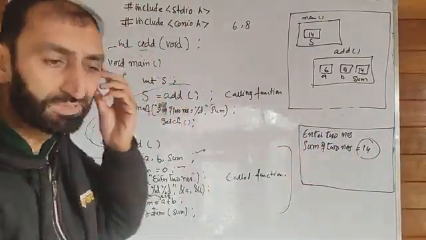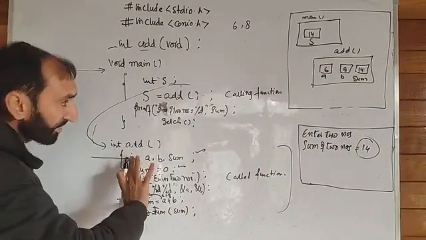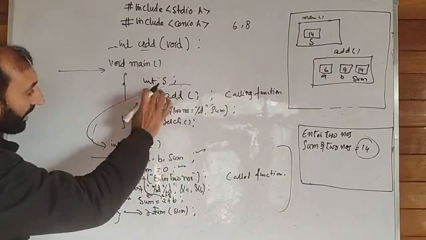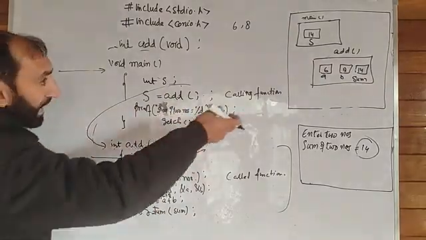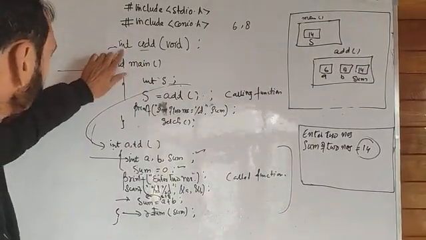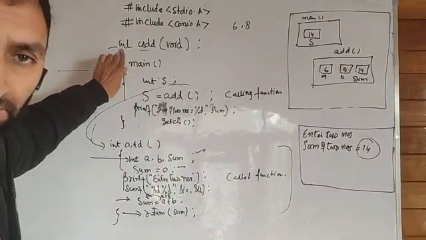Then you should call the function. You call the function check, a user defined function check. And it returns the value. Whose value does it return? 14. What is 14? 14 is an integer. So I have written here the return type integer.